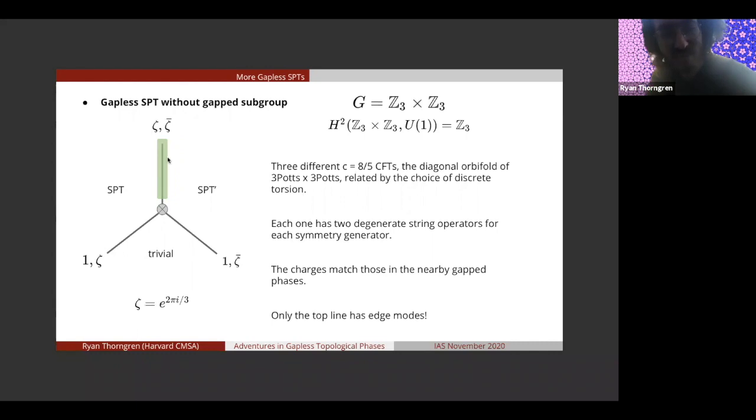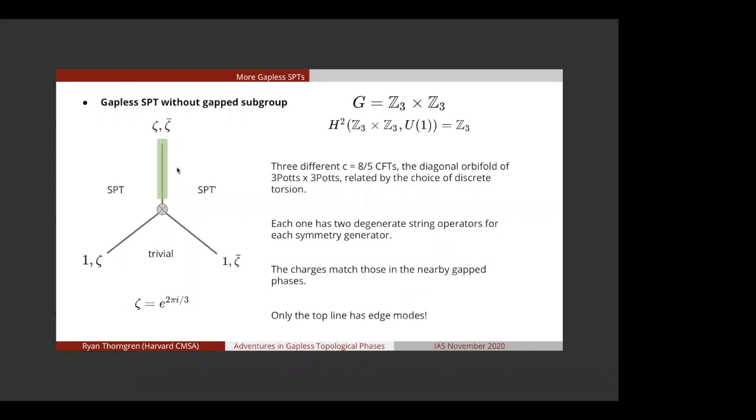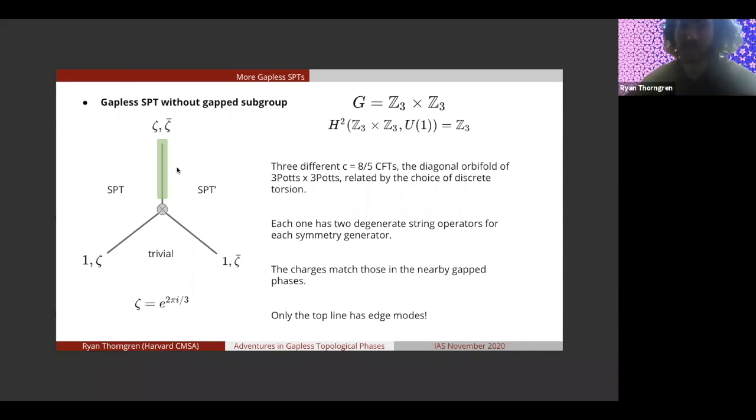So only in the transition where both of those lightest string operators have non-trivial charges are there edge modes. So there's some indication here that if enough of the string operators have non-trivial charges, then we're going to have edge modes.